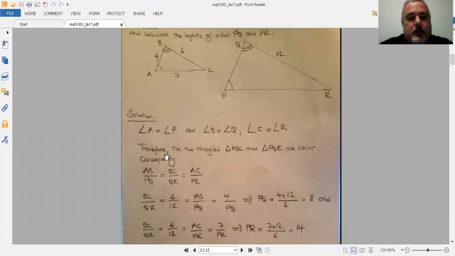Okay. So if they are similar, the proportion must be the same. So AB over PQ must be equal to BC over QR and AC over PR. So from here, we can easily find the other sides of the bigger triangle.